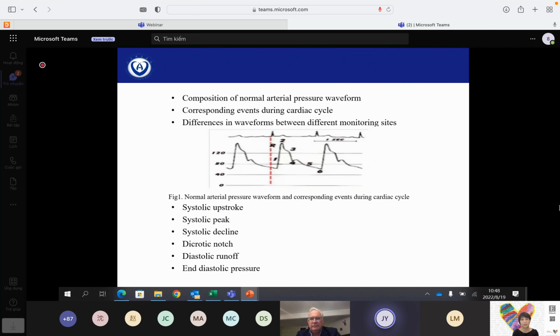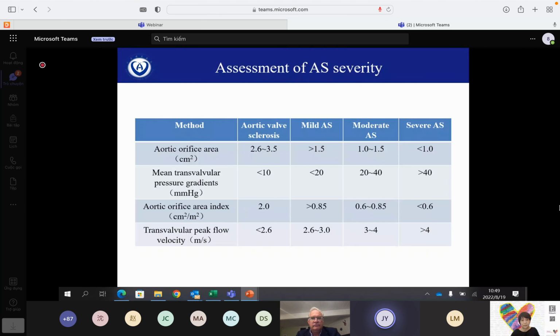And this is the normal arterial pressure waveform. We need to know the corresponding events during the cardiac cycle, and we need to understand that differences exist in the waveform between different monitoring sites. The severity of aortic stenosis can be divided into aortic valve sclerosis, mild, moderate, and severe, using different parameters, including aortic orifice area, mean transvalvular pressure gradient, aortic orifice area index, and transvalvular peak flow velocity.